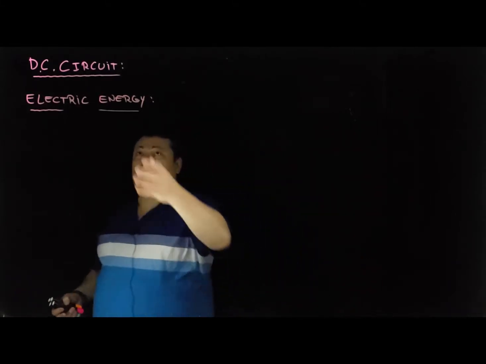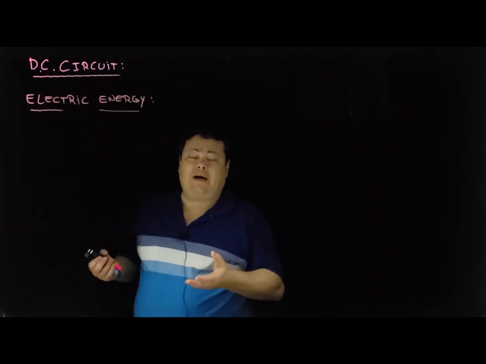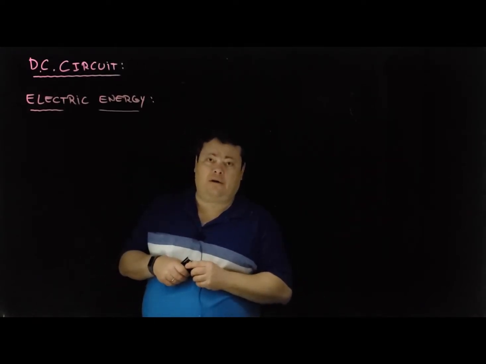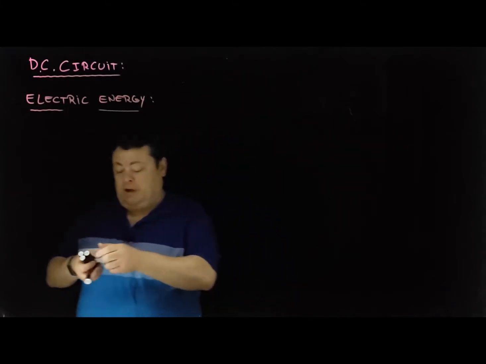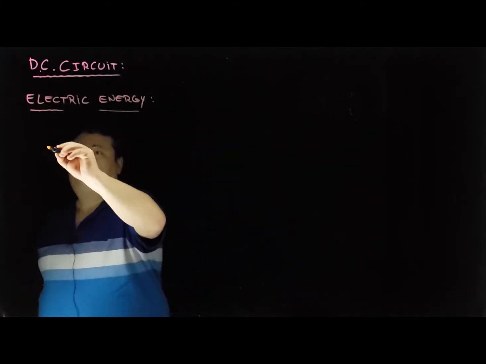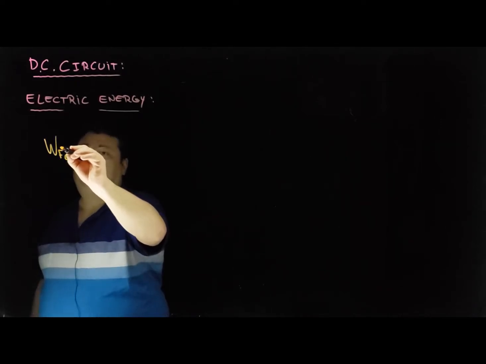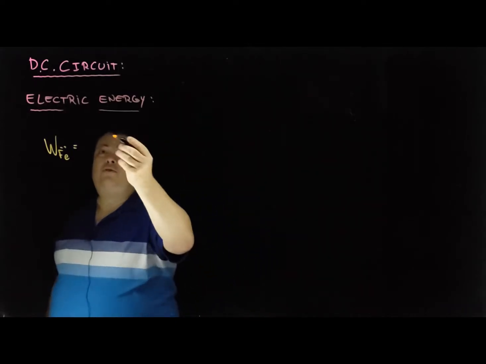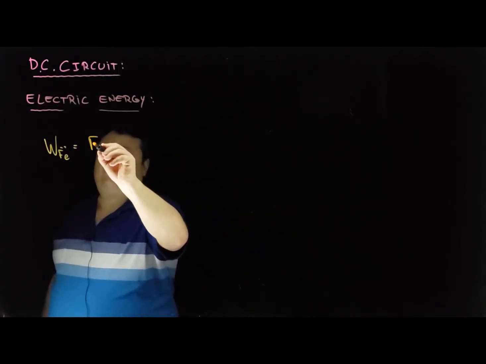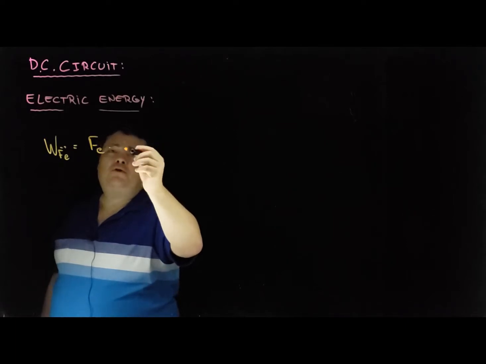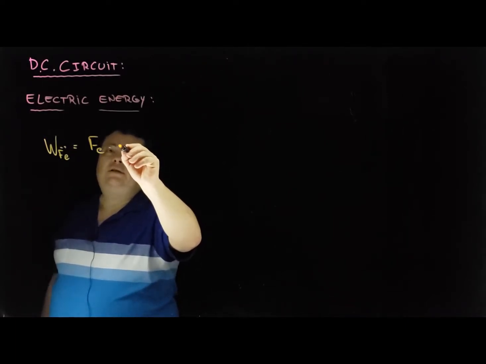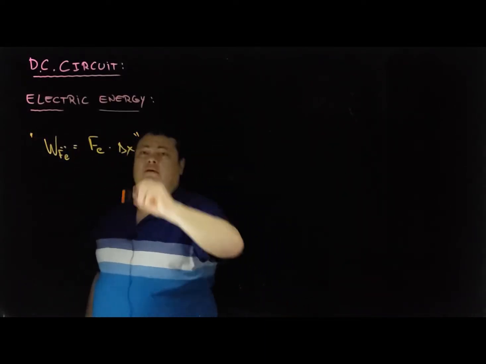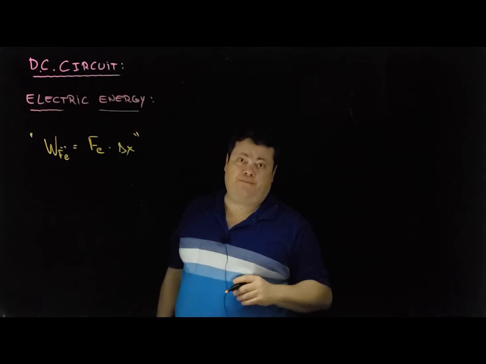As we always do with electric energy, if I want to calculate how much energy is being delivered, I'm going to talk about work. The work done by the electric force as that charge moves around is basically the product of the electric force on the electrons multiplied by the displacement of them. This is just a general concept, a general idea.